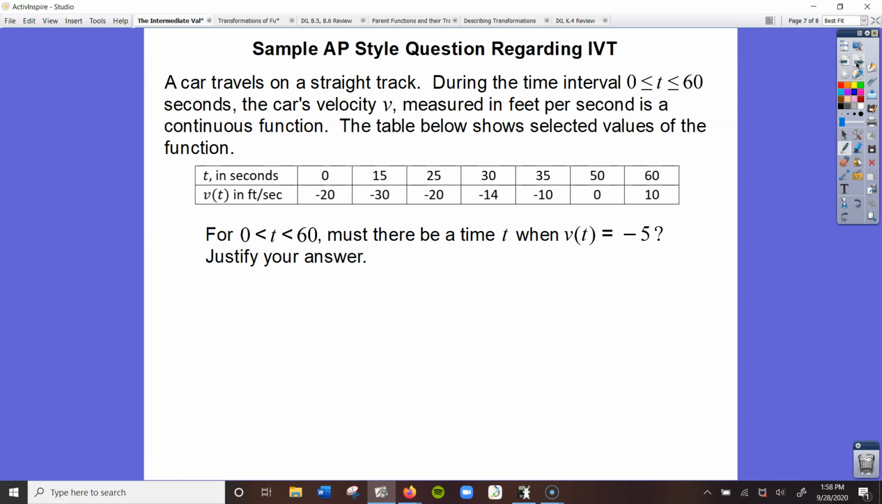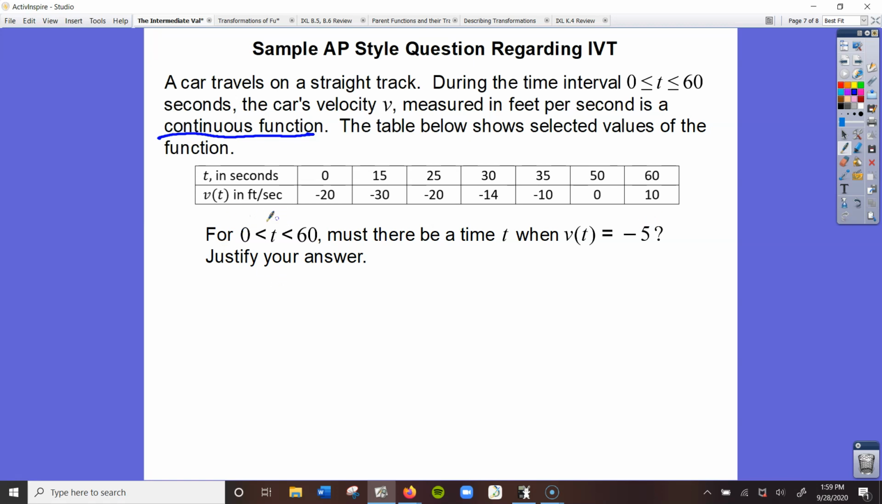This one says, a car travels on a straight track. During the time interval where t is between 0 and 60 seconds, the car's velocity v, measured in feet per second, is a continuous function. So already it tells us that our function is continuous, and therefore I can proceed with my theorem. The table below shows selected values of the function. And so here in the table we can see that this first row is all of our seconds, and the second row are the velocities.